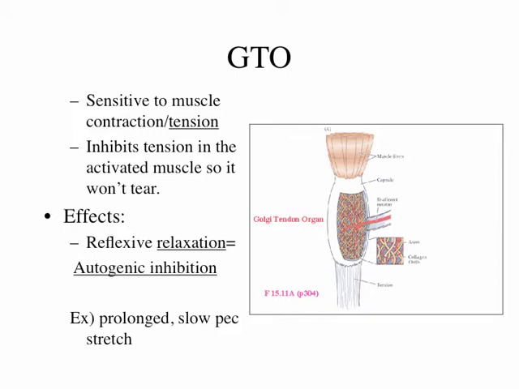So the efferent message coming back is that we have a relaxation. We call that a reflexive relaxation. It happens so quickly, it doesn't go up to the cerebrum for that whole message to be processed, but it takes place automatically. Another term for this is autogenic inhibition. So it'll actually inhibit the muscle that is firing or sending the signal. So again, when we talk about these two structures, they're both preventing a muscle from tearing.